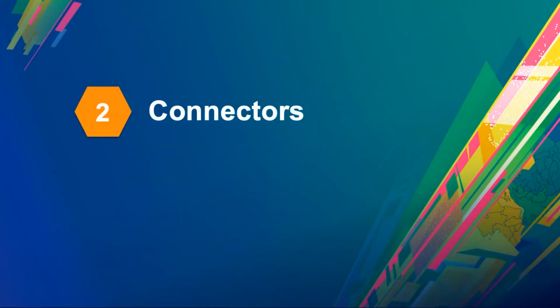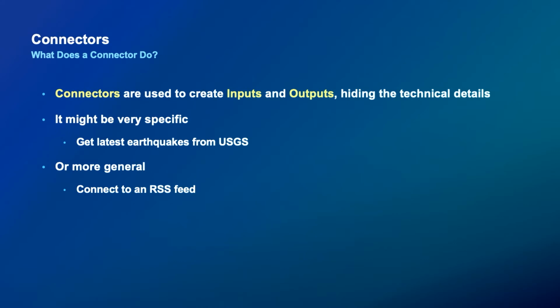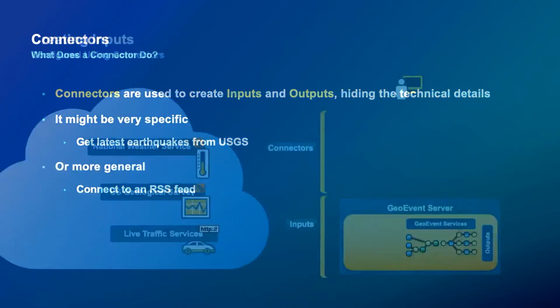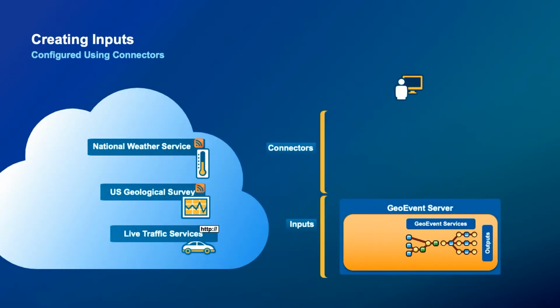So now let's dive into connectors. A connector functionally provides the user the ability to create inputs and outputs. Its purpose is to hide technical details the end users don't have to care about. It can be very specific, for example, getting the latest earthquakes from a USGS RSS feed, or it could be very general, like getting any type of RSS feed. So here is how it works from a high level.